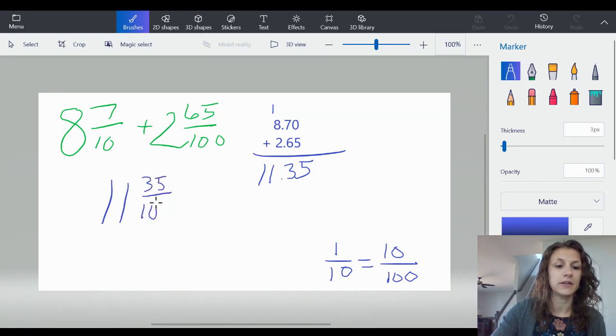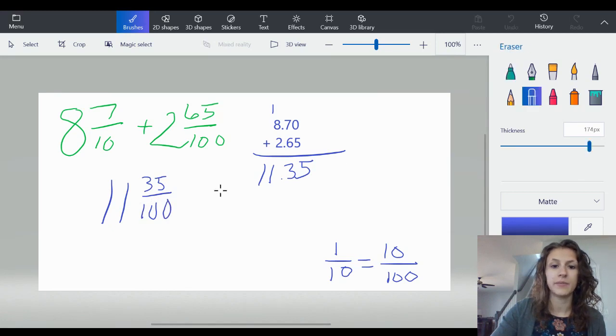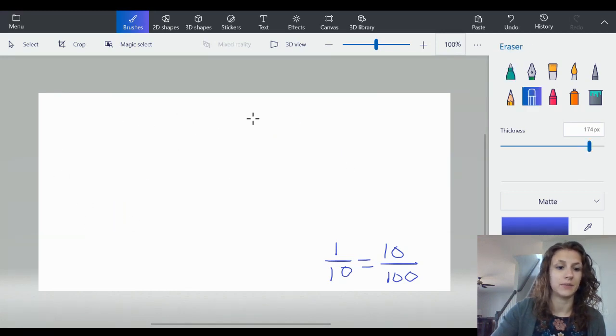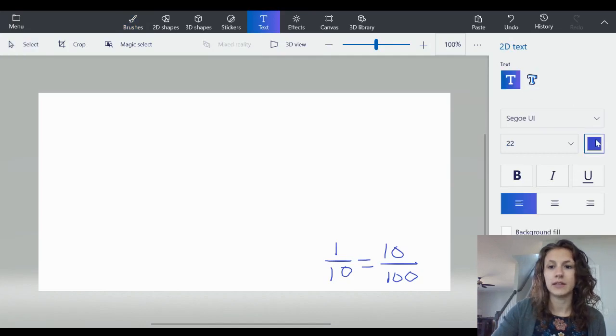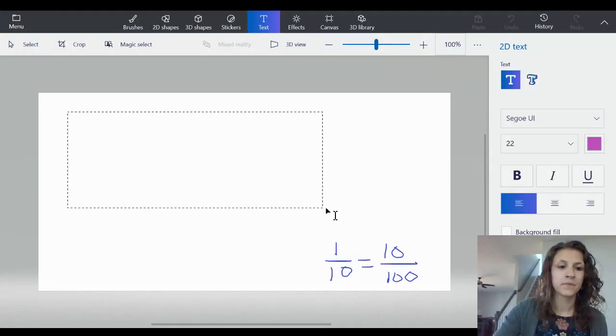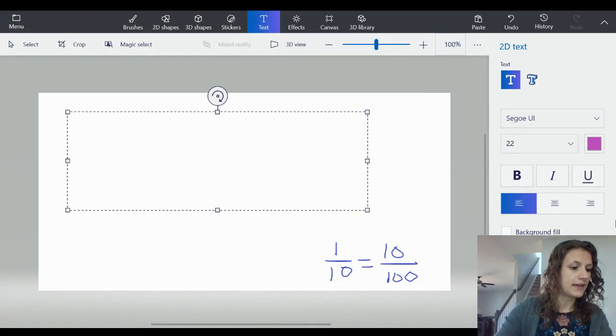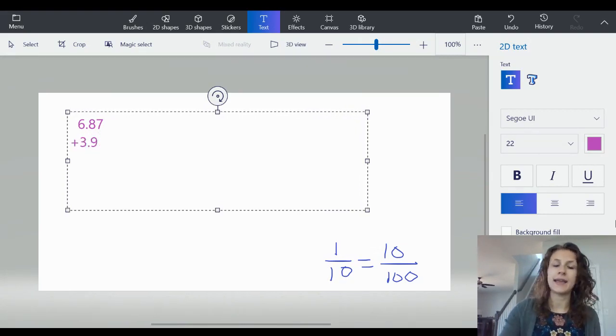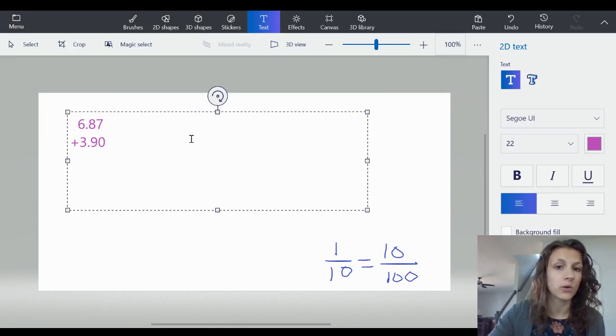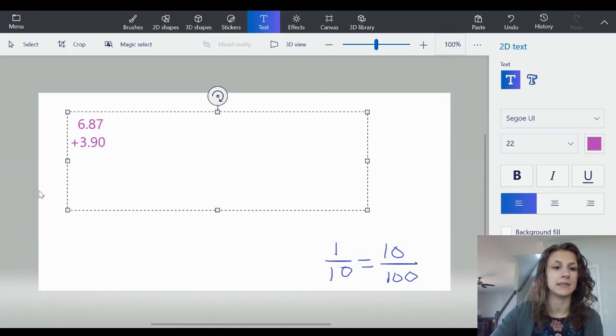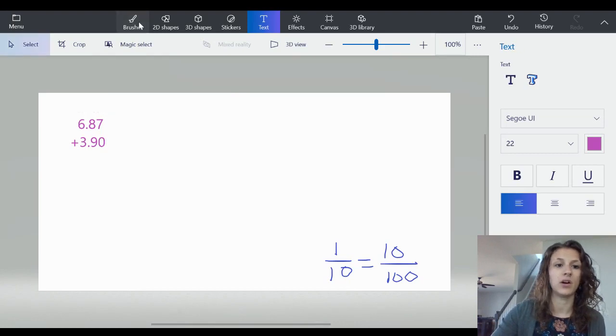All right, let's go ahead and do one more. This time we're just going to be writing it as our decimal. All right, so this last one, let's do it in purple. This last one that we have is 6 and 87/100 plus 3 and 9/10. Again, I don't have that hundredths place because I'm working with hundredths and tenths. I'm going to go ahead and add that placeholder to show that 9/10 is the same as 90/100 so that everything is all lined up.